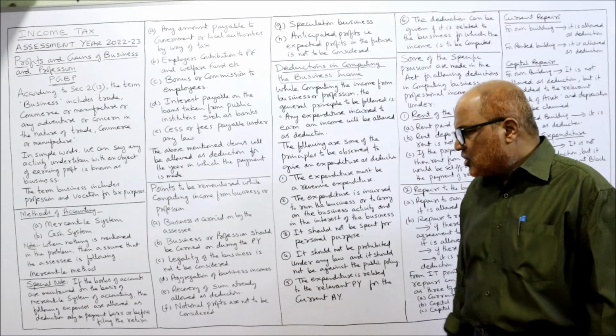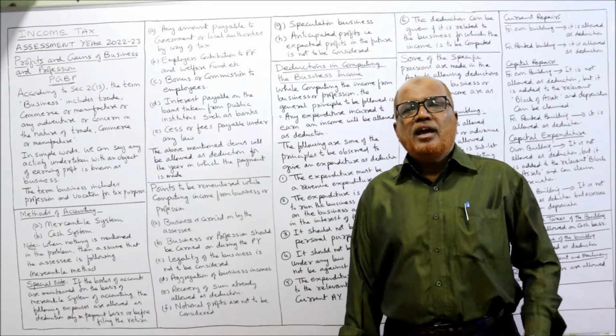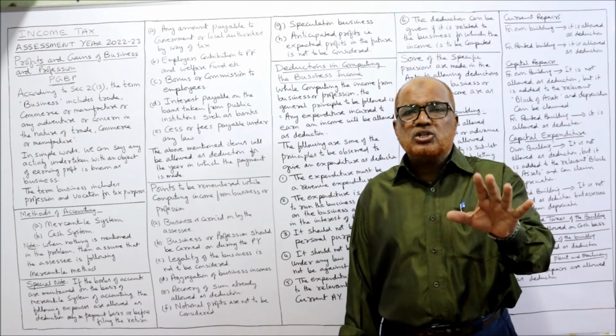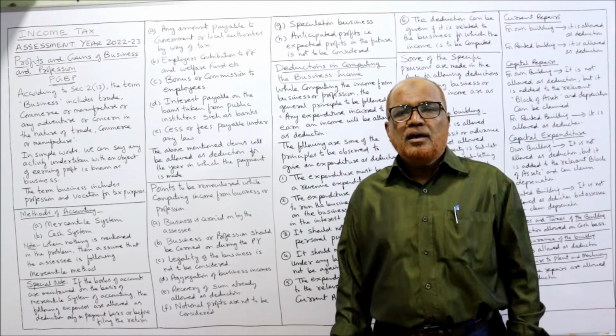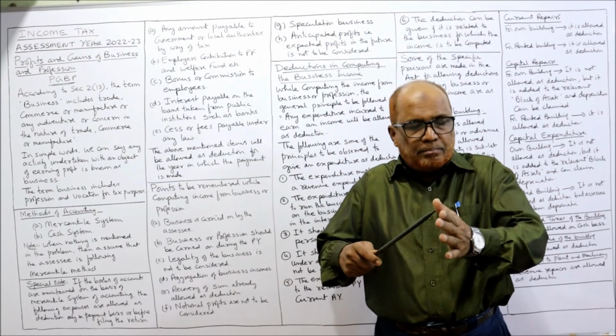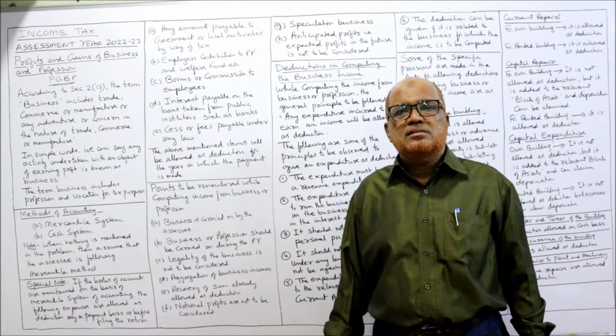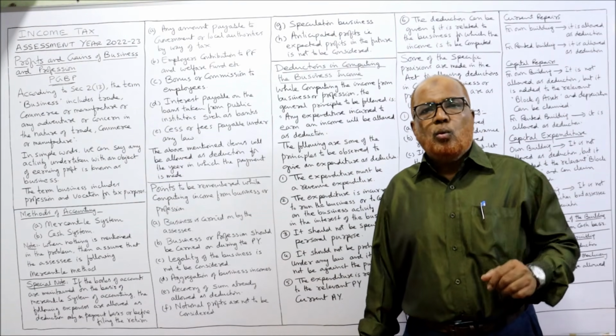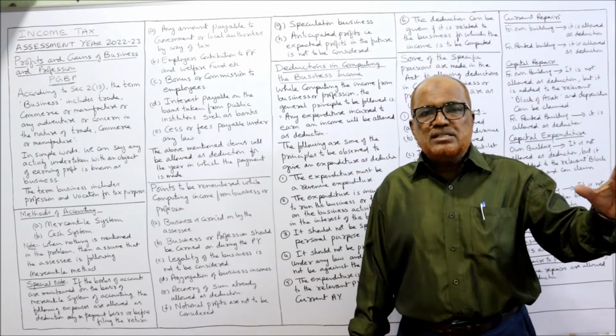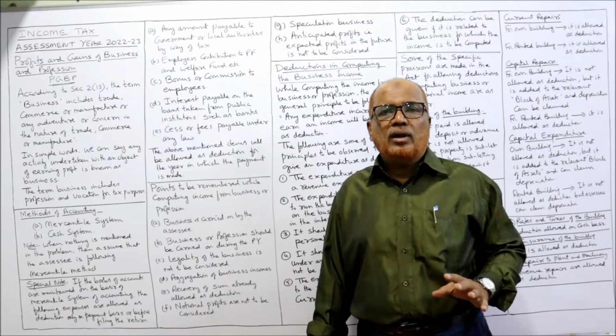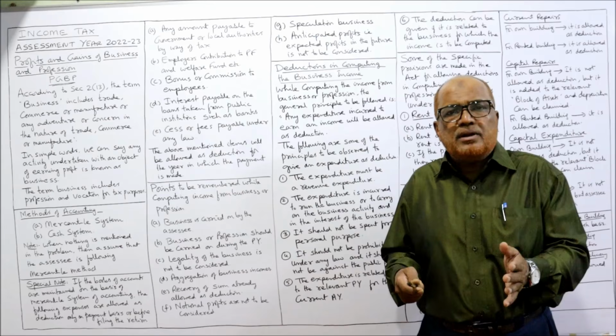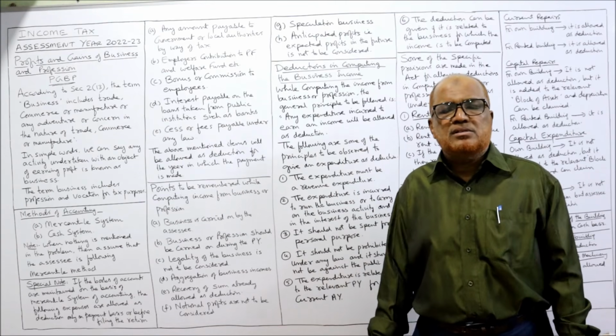Next one, aggregation of business income. Income Tax Act will not charge tax on separate businesses. A person may have different businesses. One cloth business, one fertilizer business, one cement business, one electronic business. So a single person is having different types of businesses.